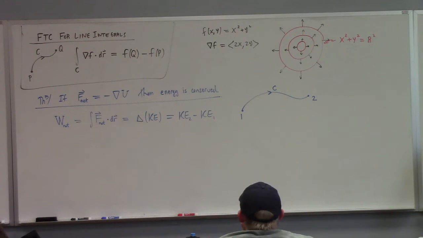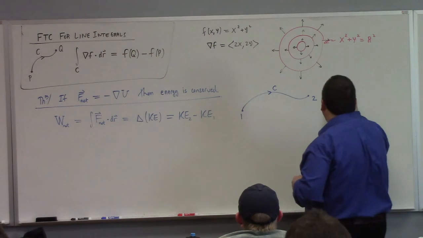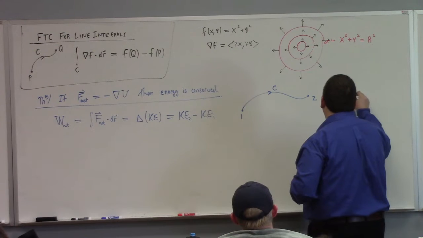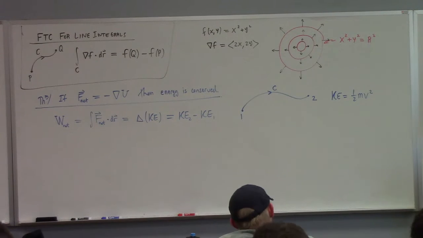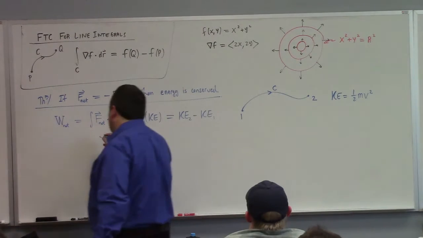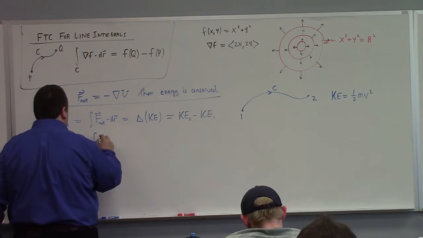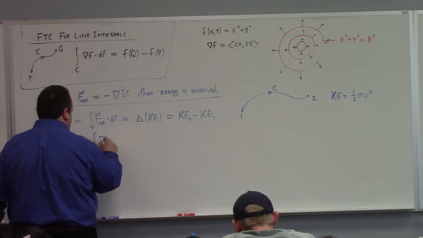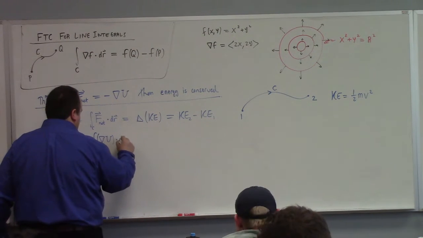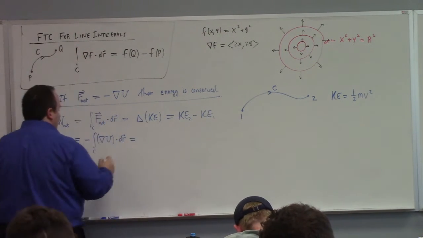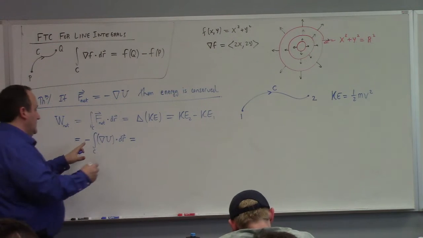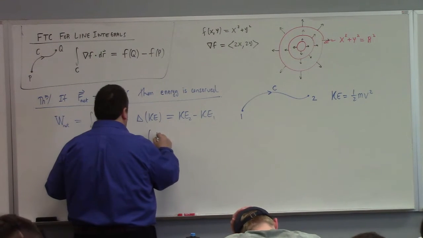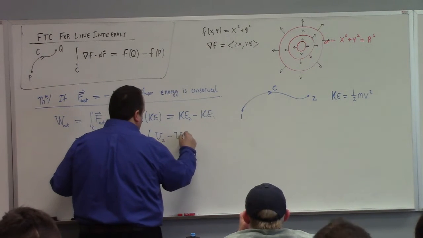So in that situation, the work done by the net force is equal to the change in the kinetic energy. What was kinetic energy equal to? You guys remember? 1/2 mv squared. Very good. Now, if the net force is also conservative, then this is also equal to minus the integral along the curve of the gradient of the potential energy function dot dr. But by the fundamental theorem of calculus for line integrals, keeping the minus out, we get minus parentheses U of 2 minus U of 1.